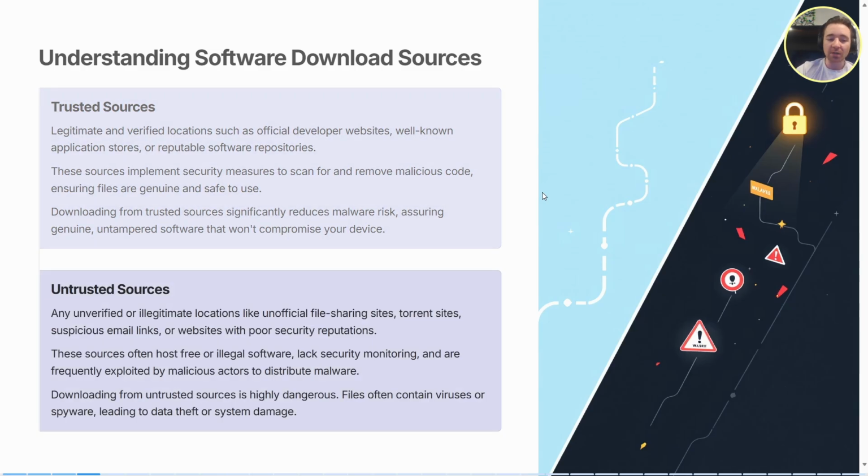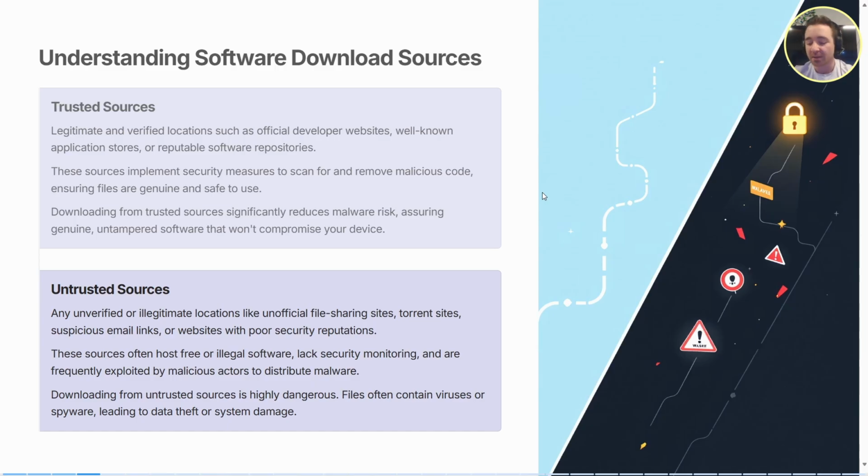Alternatively, we have untrusted sources. This is any unverified or illegitimate location, such as an unofficial file sharing site, torrent sites, suspicious email links, or websites with poor security reputations. Make sure that anything you're downloading in your browser, whether you're downloading the browser itself or downloading anything through your browser, is from a trusted source.